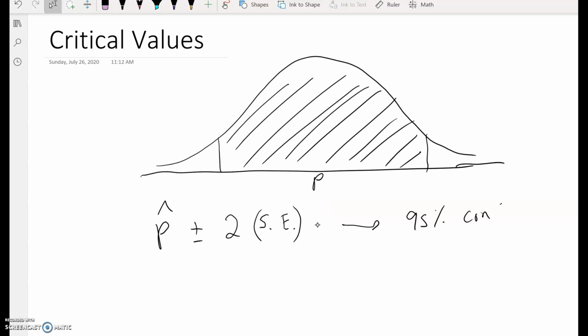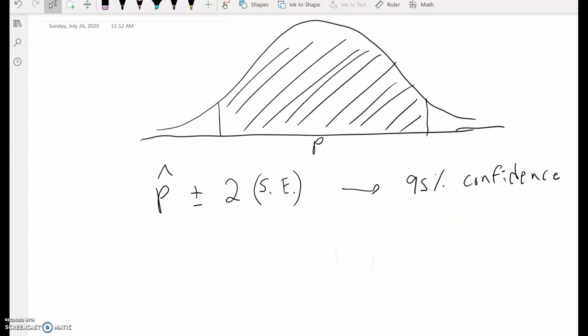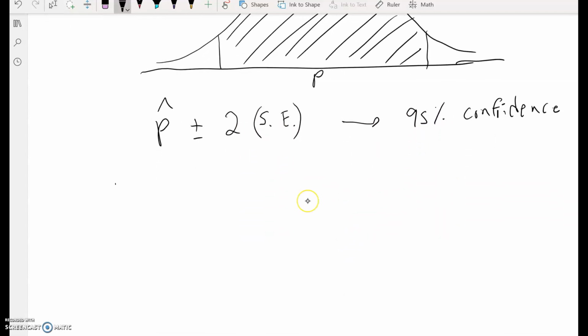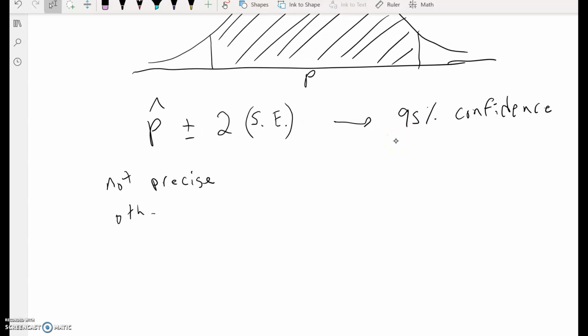All right. However, a couple things. First is, if you want to get more precise, the 68, 95, 99.7 rule is just a rough guide. 2 standard errors is not actually exactly 95%. So that's the first issue with this little formula right here. It's not precise. It's just a rough guide. But the second thing is, sometimes you don't always want 95%. What if you want other confidence levels?